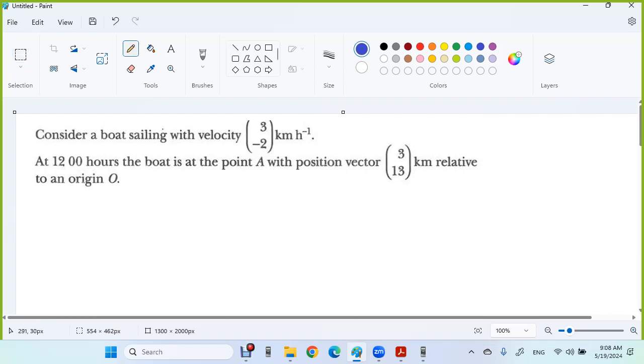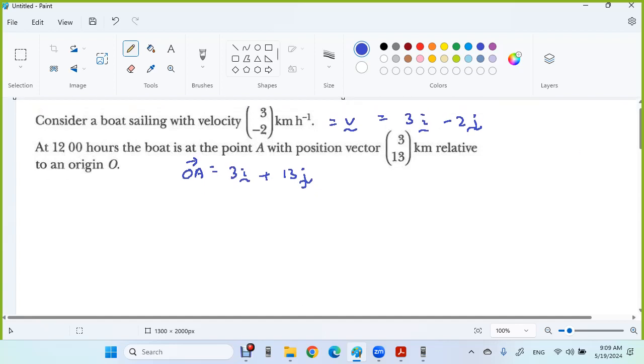Consider a boat sailing with a velocity of (3, -2) km per hour. So this is the velocity, which is 3i minus 2j. At 12 hours, the boat is at position A with the position vector (3, 13) km relative to an origin. So OA is equal to 3i plus 13j.